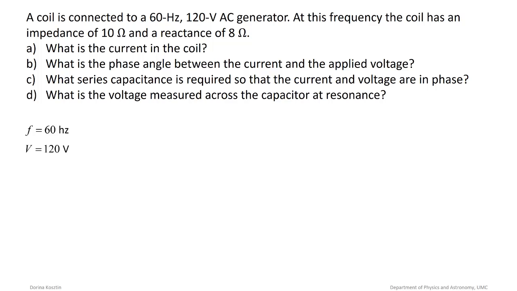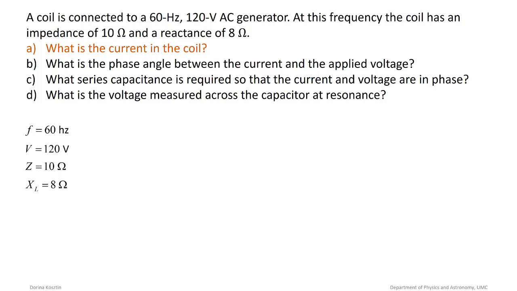The entire circuit is made up of a coil that has a certain impedance and reactance. That means we can write the impedance of the circuit Z as being equal to the impedance of the coil, 10 ohms, and the reactance is 8 ohms. Well, this is a coil. The reactance is the inductive reactance, XL, equals 8 ohms. In part A of the problem, we need to find the current in the coil.